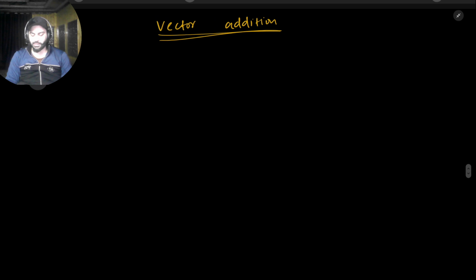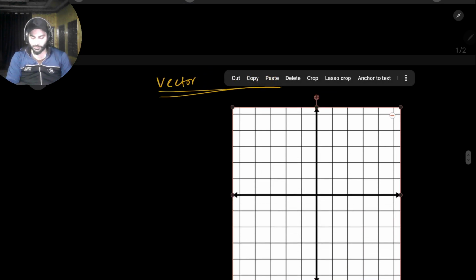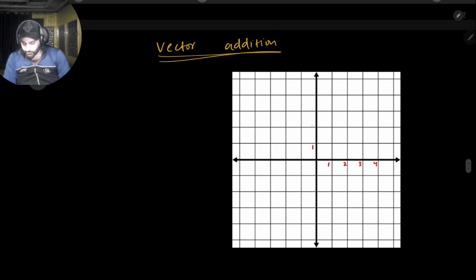Let's suppose again I'll make two vectors. That's why I have just pasted this over here. Let's first mark this is value 1, value 2, value 3, and value 4. This is also 1, 2, 3, and 4. Let's suppose we have a vector like this. I'll just make it a little bit larger so that it's visible. So this vector, clearly it is 1 comma 3 because its x component is 1 and y component is 3.